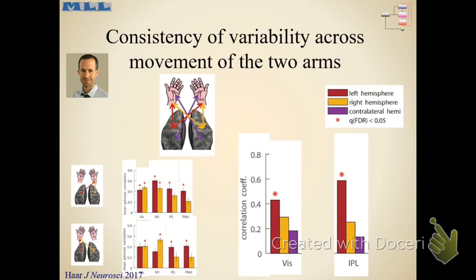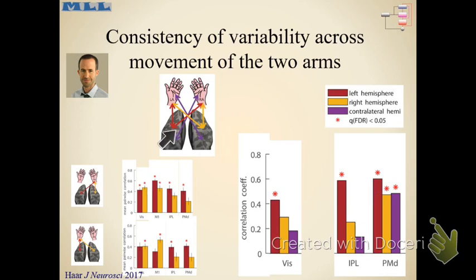Visual cortex has the same picture for reasons I don't understand. Premotor cortex is actually consistent all the way across. So if I know how variable left premotor cortex is in movements to the left arm, I'll know how variable it is for movements to the right. If I know how variable right premotor cortex is for movements to the left arm, I'll know how variable it is for movements to the right.